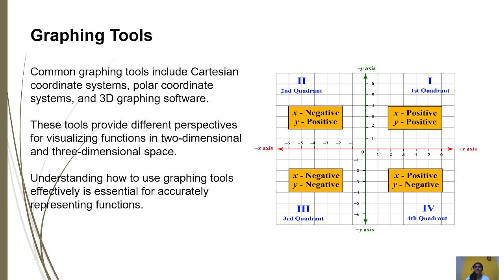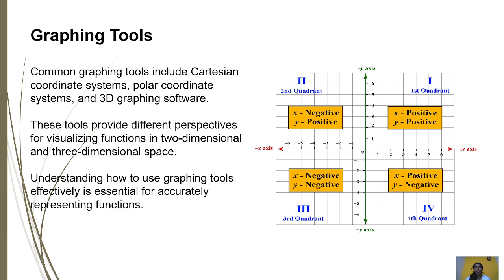Coming to the graphing tools. Common graphic tools include Cartesian coordinate systems, polar coordinate systems, and 3D graphing software. These tools provide different perspectives for visualizing functions in two-dimensional and three-dimensional space. Understanding how to use graphic tools effectively is essential for accurately representing functions.